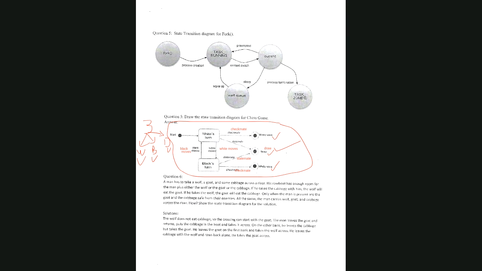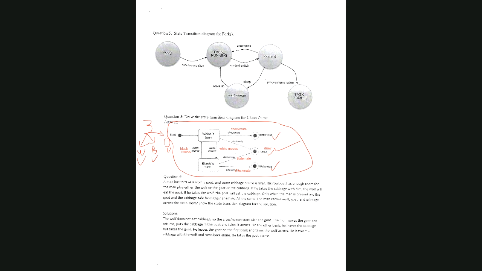How is this game played? You will start with either white's turn. If white is starting, first white will move, then black may move. White moves, black moves. They go on moving till any one of them is checkmated: checkmate to black, white wins; checkmate to white, black wins; or stalemate, draw. So from this we have understood that in a state transition diagram it is possible that you have multiple endings.